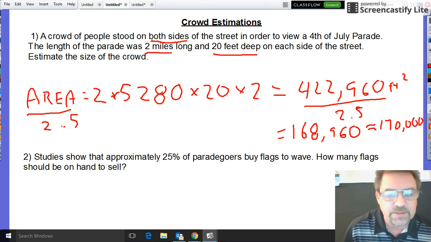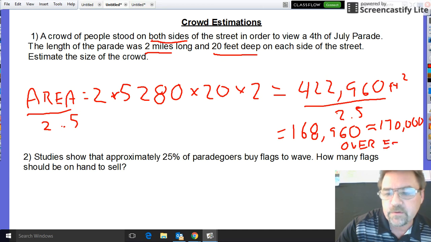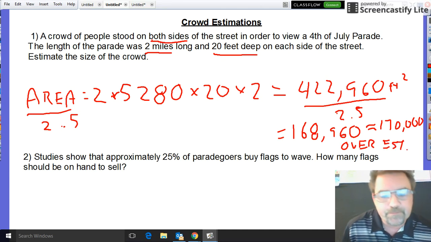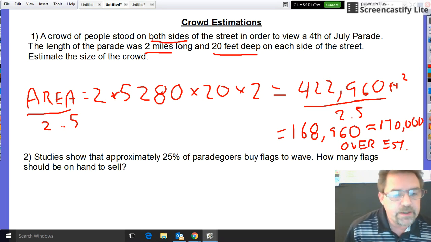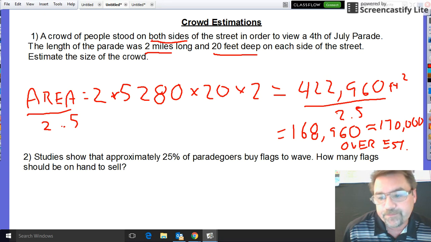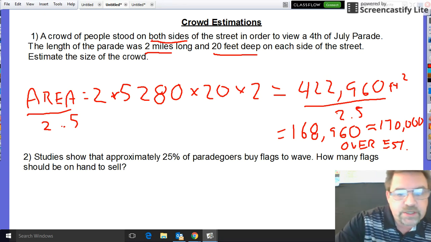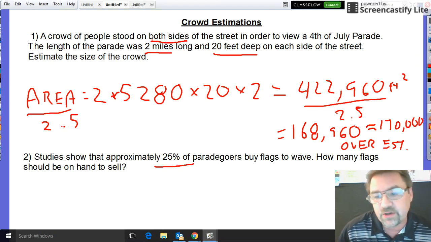And it's a little bit of an overestimate. So, and you could just say overestimate. Because you round it up. All right, now why do we need to know the size of the crowd? Well, if studies showed that 25% of the people who went to parades bought flags, and you were selling flags, you would like to know exactly how many to bring, so you don't want to bring too many, and you certainly don't want to sell out and not bring enough.